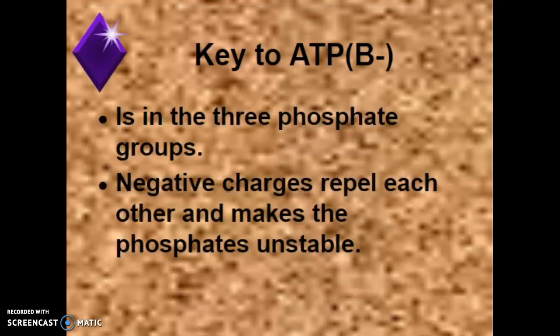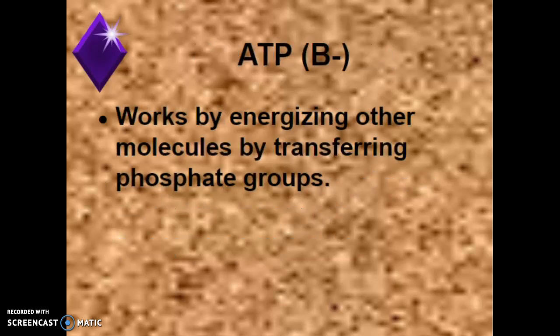Key to ATP is the 3 phosphate groups. They are negatively charged, so they're going to be unstable. They're going to repel one another. That works out well for us. And essentially what ATP is going to do is transfer a phosphate group to something else and turn whatever that something else is on.